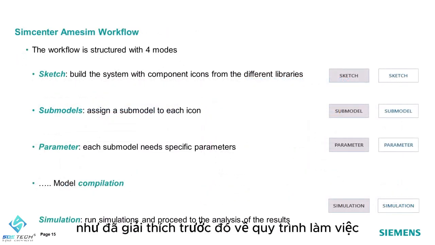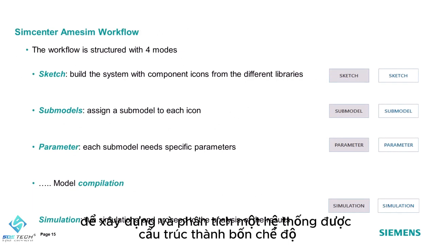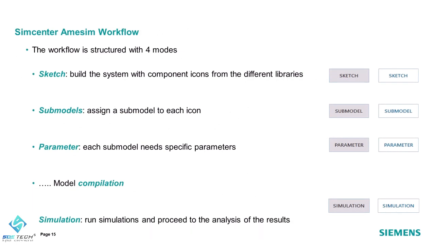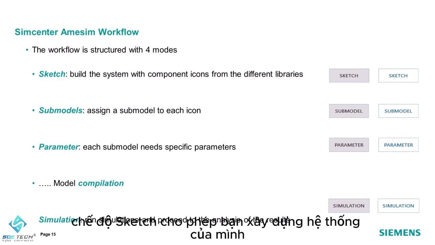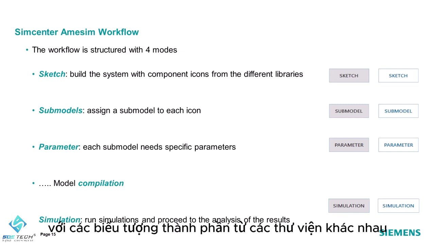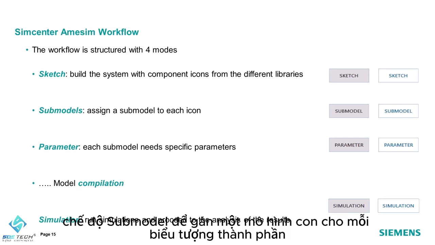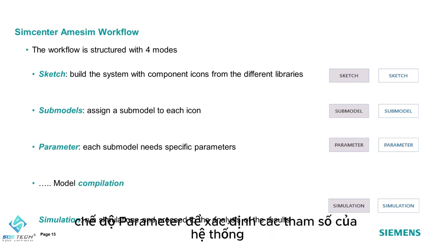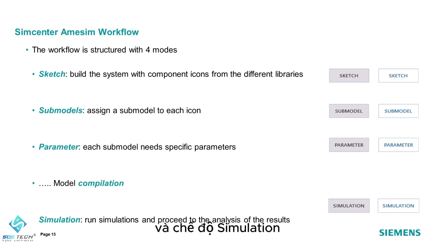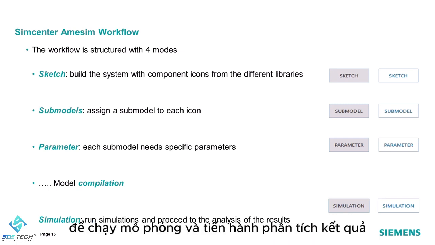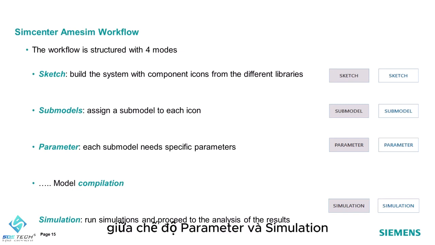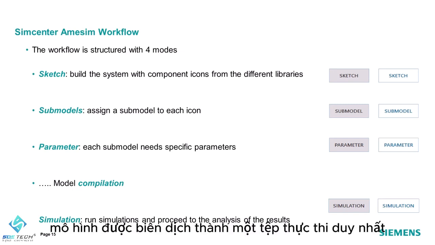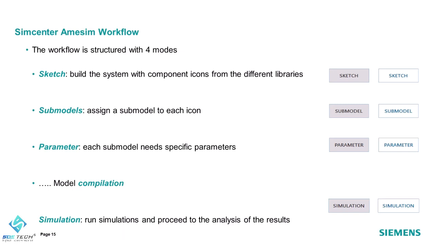As explained earlier, the workflow for building and analyzing a system is structured into 4 modes. The Sketch mode allows you to build your system with the component icons from the different libraries, the Submodel mode to assign a submodel to each component icon, the Parameter mode to define the parameters of the system, and the Simulation mode to run a simulation and proceed to the analysis of the results. Between the Parameter mode and simulation, the model is compiled into a single executable. This concludes the video on user interface and terminology.